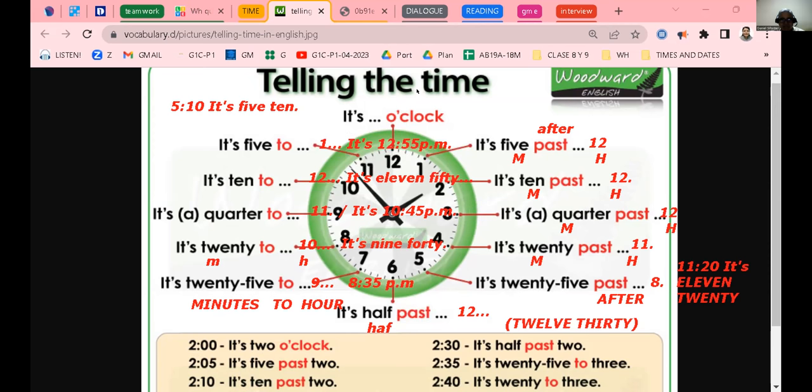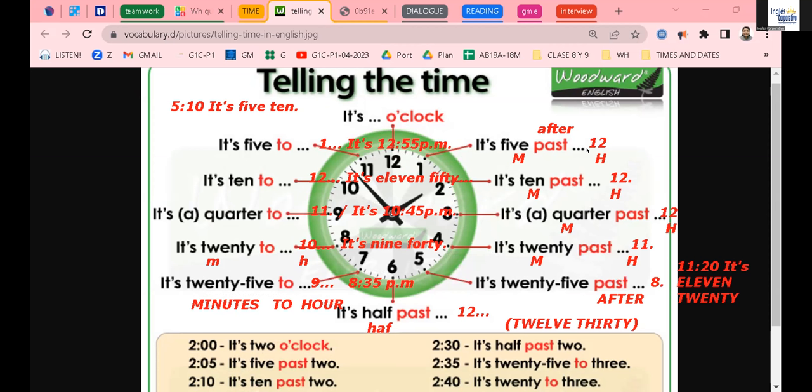Yes. Okay, so another observation is that when you have an exact time, when you're not counting any minute, you're going to use the word o'clock. Cuando tenemos una hora exacta, es decir, que no ha contado ningún minuto, utilizamos la palabra o'clock. It's 1 o'clock, it's 2 o'clock, it's 3 o'clock, it's 4 o'clock, it's 5 o'clock. Okay, eso es cuando son horas exactas.